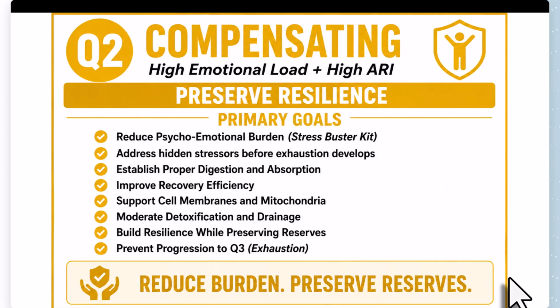So the emotional load is still high. We have to address that psycho-emotional load in that person. That's why reduce psycho-emotional burden, stress buster kit. But you can go a little harder with this person because they have a better or more adaptive regulation system from the autonomic nervous system in this one.